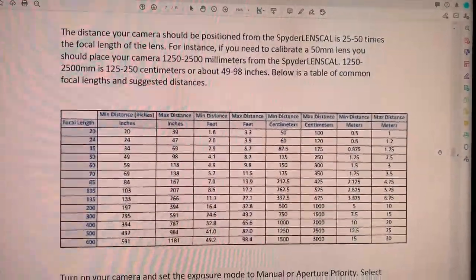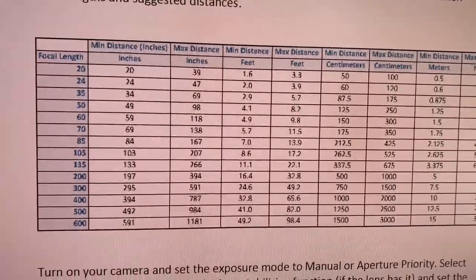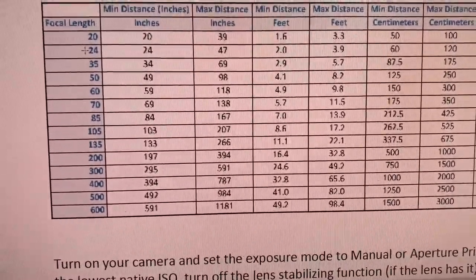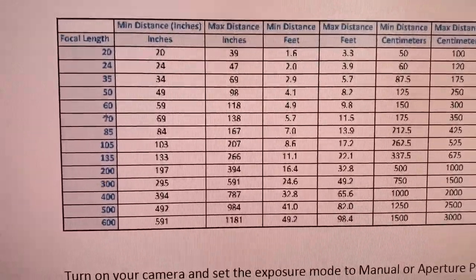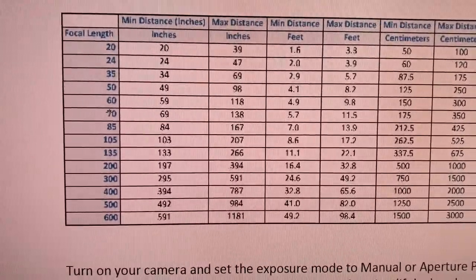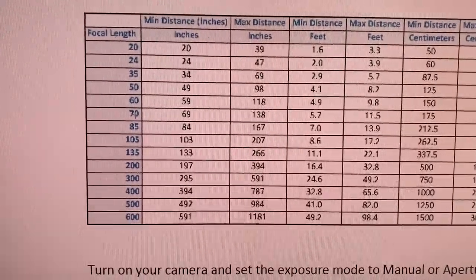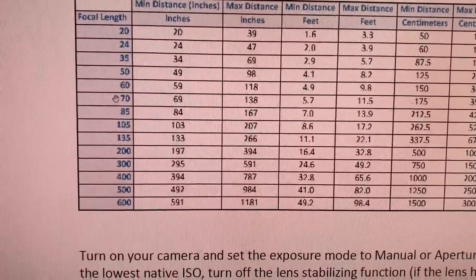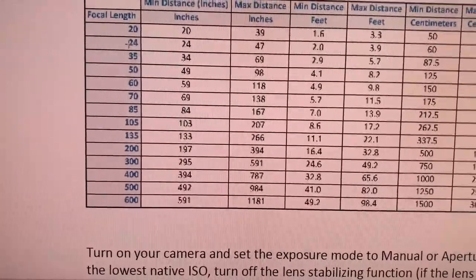The SpyderLensCal comes with this table, which basically shows you, depending on how many millimeters the zoom length is, how far your camera has to be from the target. So we're doing the 24 to 70, and when you have a zoom lens, you want to do the longest length if you only have that option. In the case of Canon, it gives you the longest and the shortest. The longest is usually shown as T for telephoto, so that would be 70. And the widest would be W, which is 24.